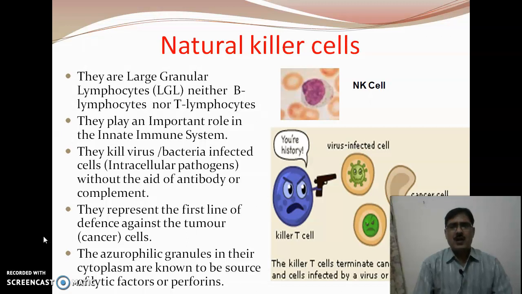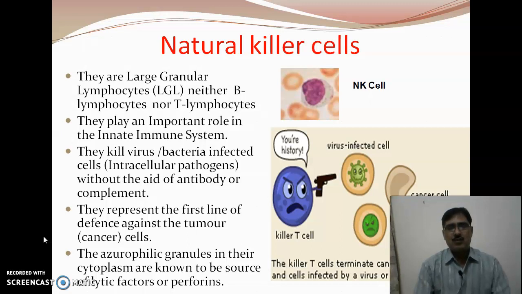Now, next about the NK cells, which are popularly known as natural killer cells. The natural killer cells are the large granular lymphocytes, or LGL. They are neither B lymphocytes nor T lymphocytes. They play an important role in the innate immune system. As you know, the innate immune system is the inborn immune system which is present in our body by birth.